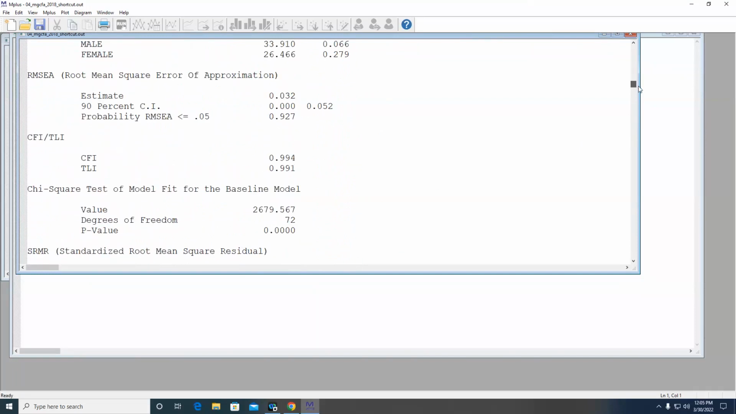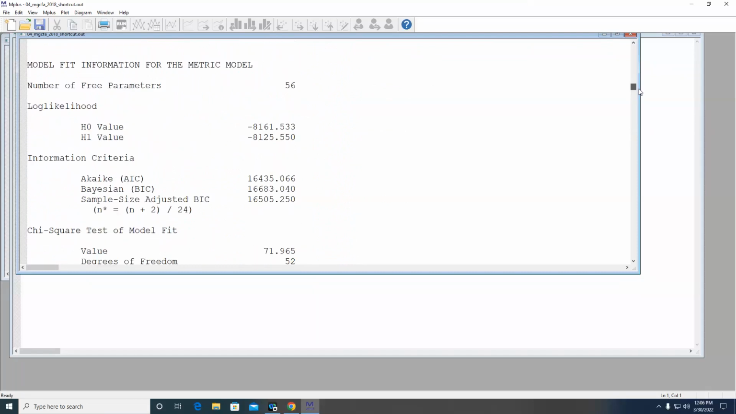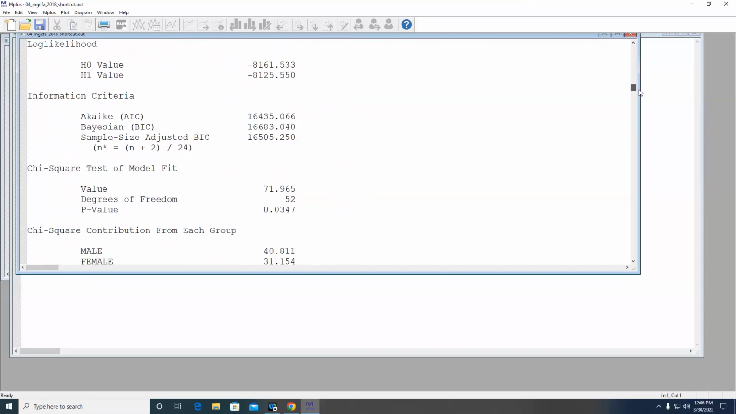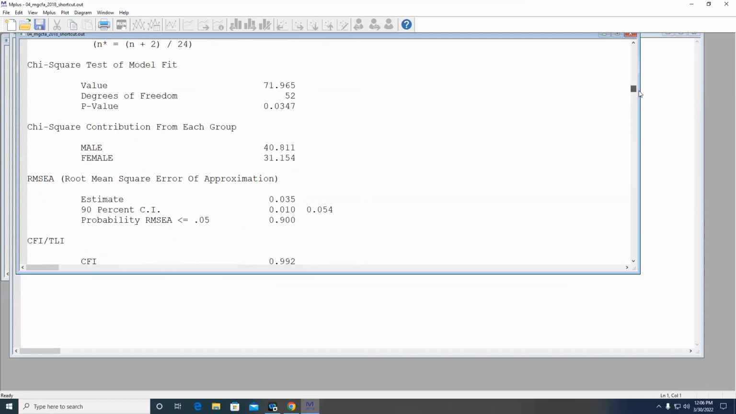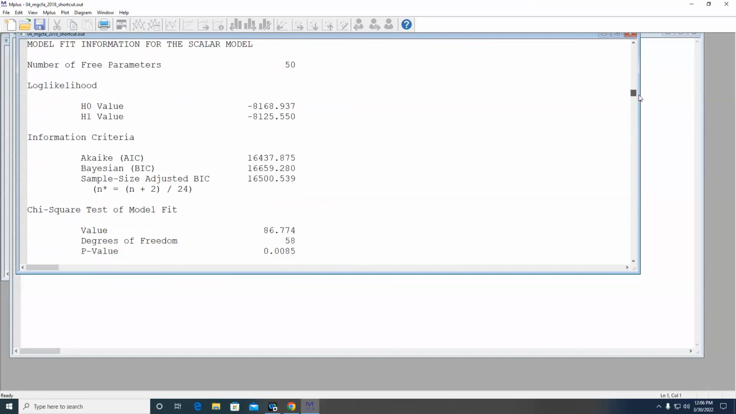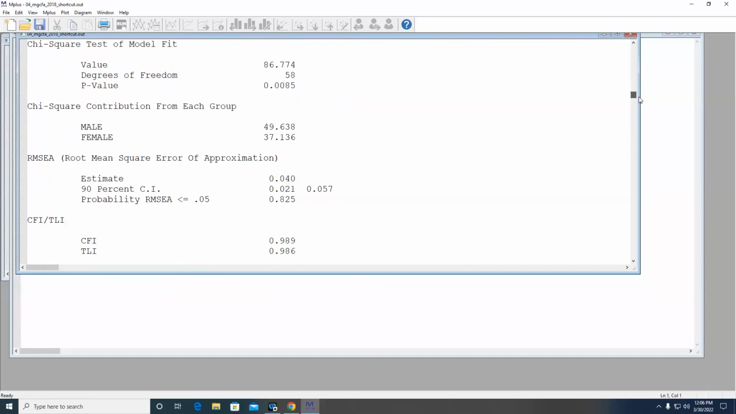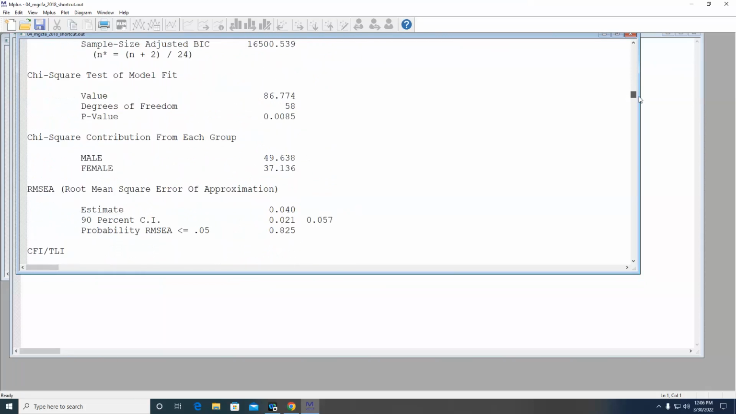Okay, so here we go. It's 60.376 with 46 degrees of freedom for the configural. The metric is 71.965 with 52 degrees of freedom. So not much of a change there. And then what do you think you're going to see for scalar? There should be a jump again, right? Because we still have this S26 problem. Okay, scalar, 86.774 with 58 degrees of freedom. You can see we still see that same jump, right?